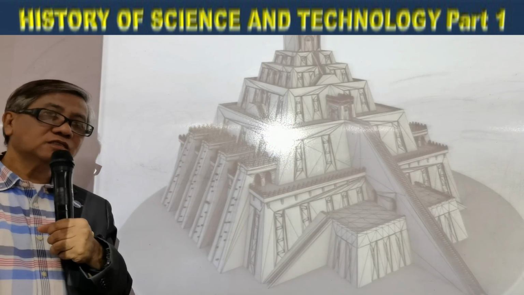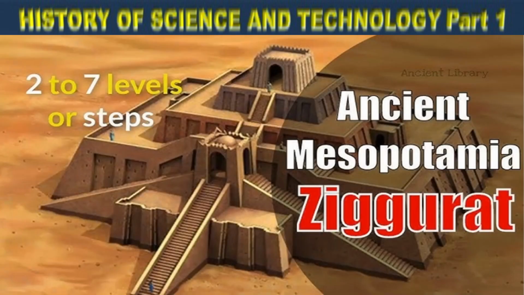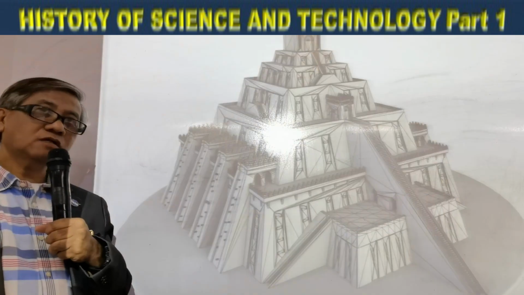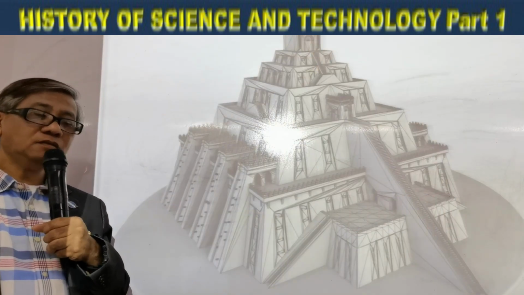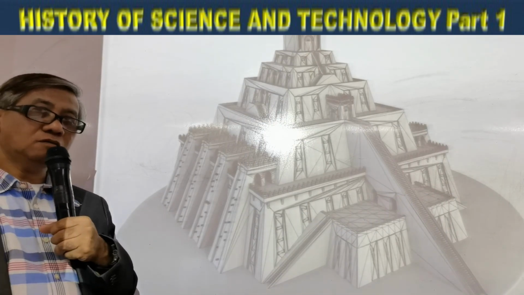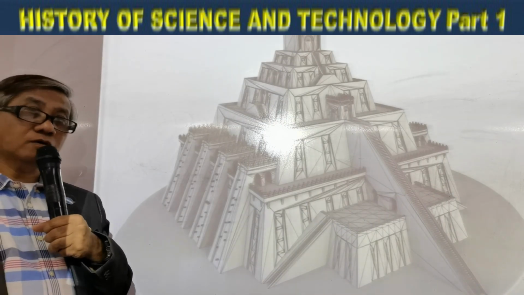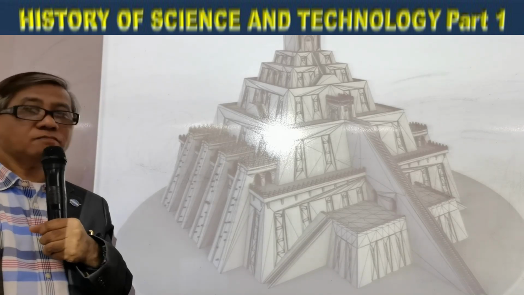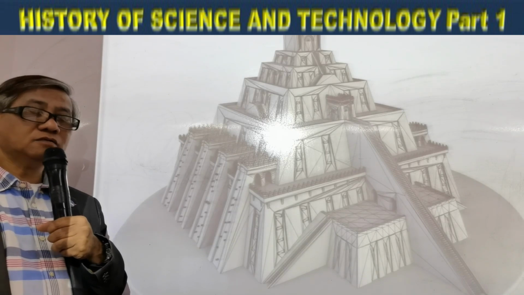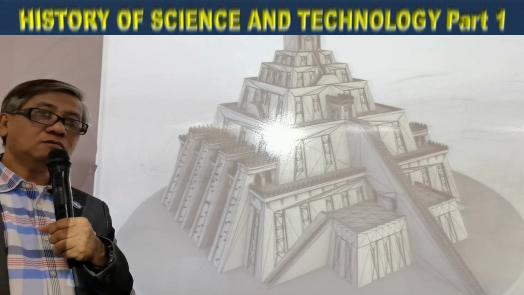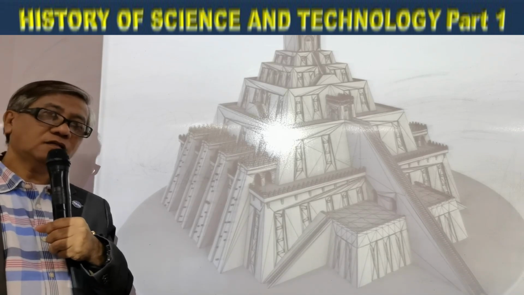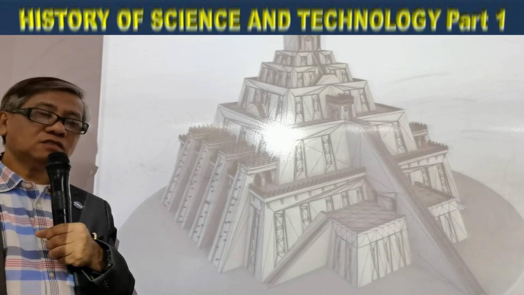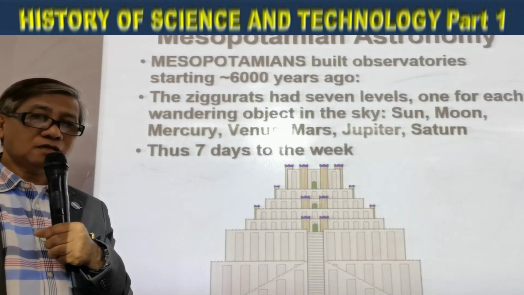And if you will notice, a ziggurat has 7 levels, and each level is dedicated to a particular celestial object. All right, let's say the first level is dedicated to the sun, the second level is dedicated to the moon, the third level would be probably for Mercury. So each level in the ziggurat, there are at least 7 levels. They are dedicated to those celestial objects like the sun, the moon, and the 5 visible planets. And with that, the Mesopotamians, they came up with the 7-day cycle.